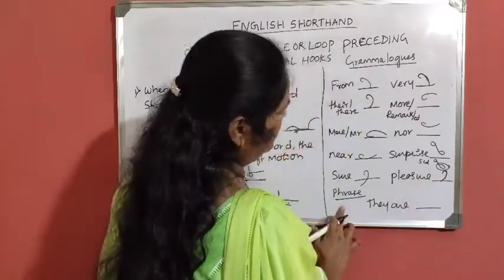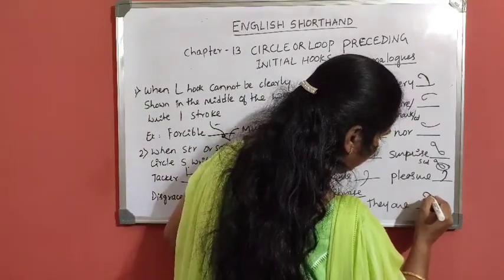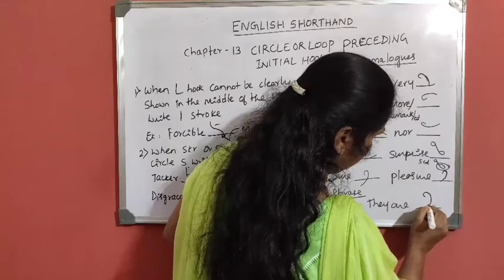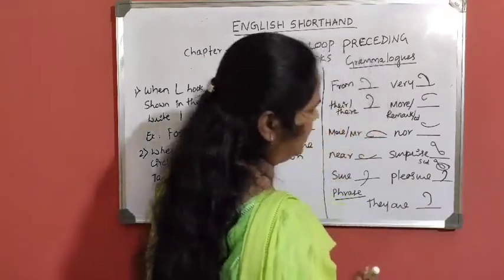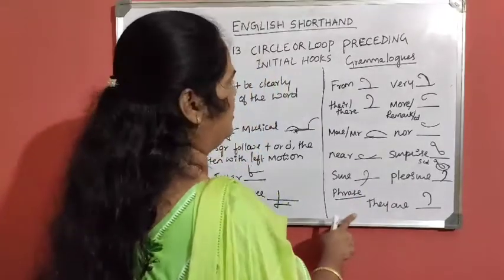Then one phrase will come here in this chapter. They are, you have to write there above the line for they are. This is a phrase, not a grammalogue.